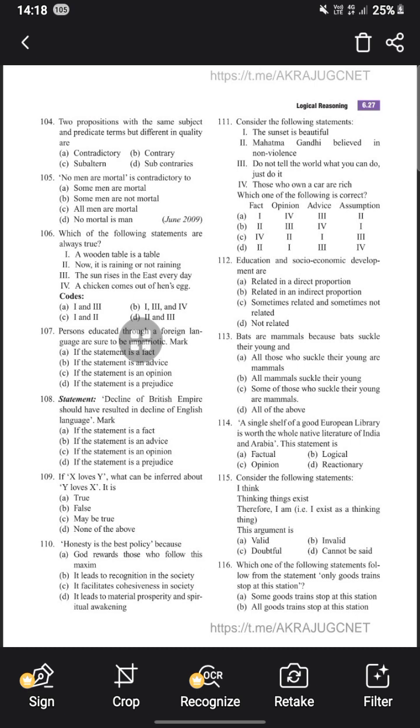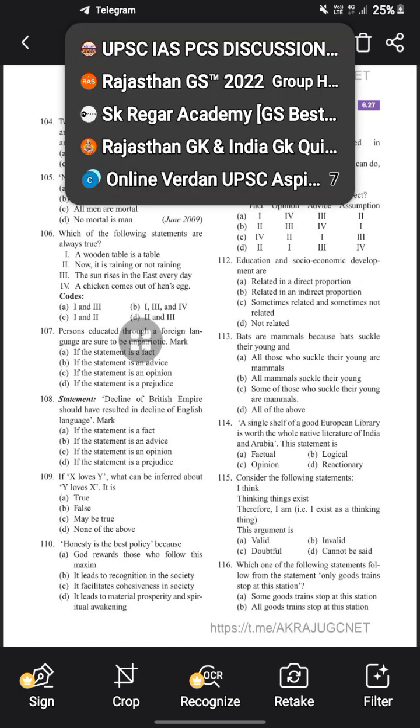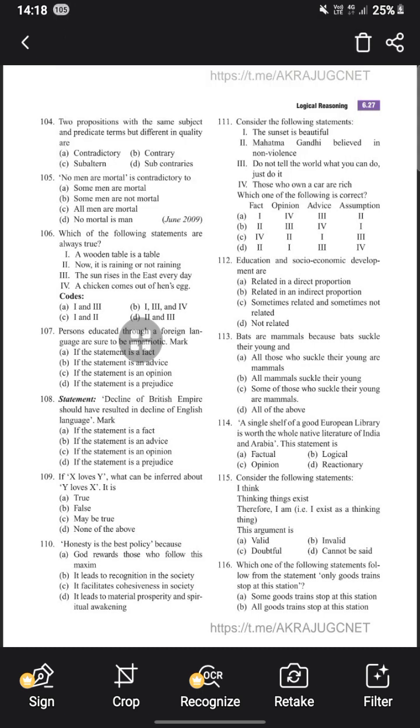Honesty is the best policy. 110 is that it facilitates cohesiveness in the society. 111 that is D. D is first: Mahatma Gandhi believed in non-violence. Okay. Then next one will be the sunset is beautiful. Then do not tell the world what you do. Just do it. And those who own a car are rich.